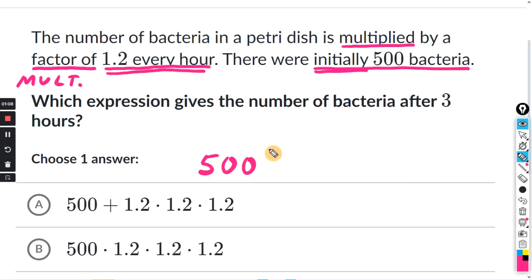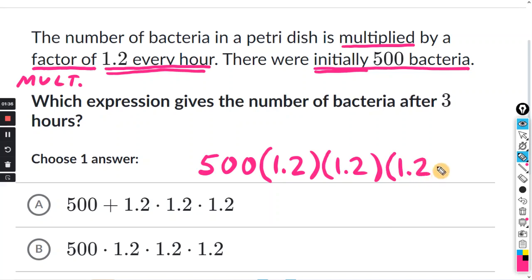So the first hour, it's going to be times 1.2. And then you take that number, whatever it is. You don't have to calculate it. You can just leave it like this. You take this number, and for the second hour, again, it is multiplied by 1.2. And then you take that number, whatever it is, you can just leave this alone. And for the third hour, you just multiply it by 1.2. So that expression will give you the bacteria after 3 hours.